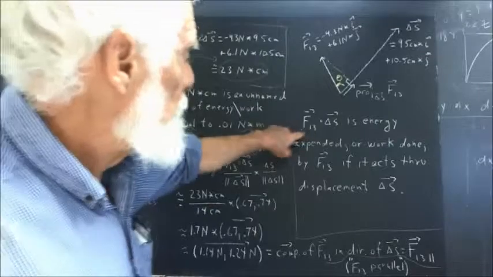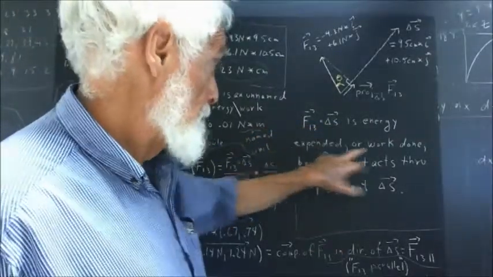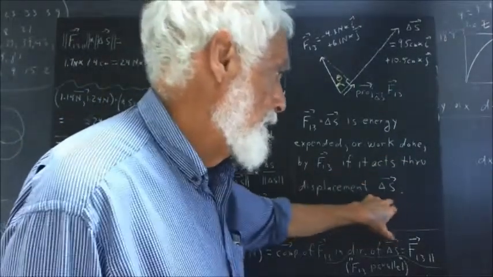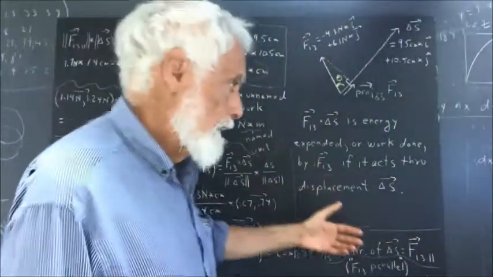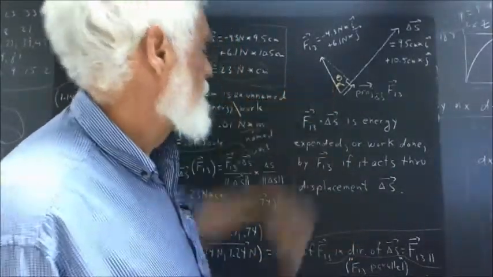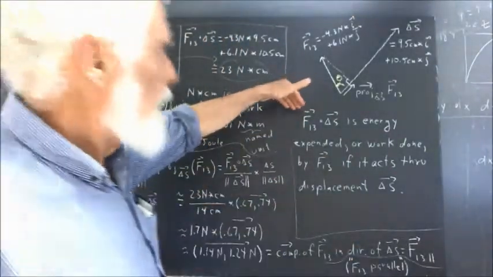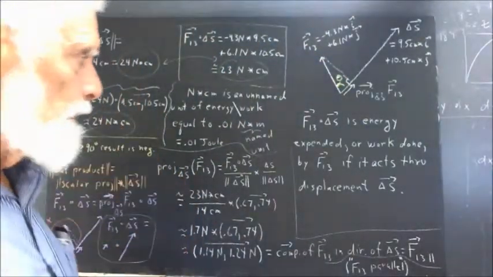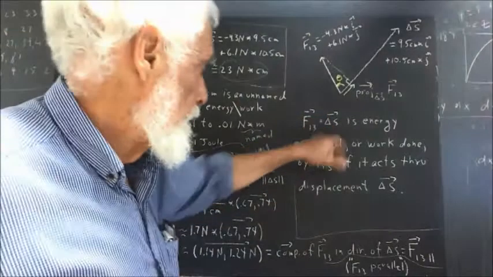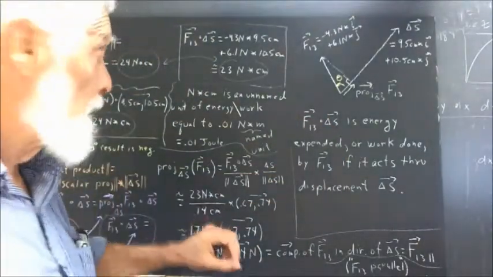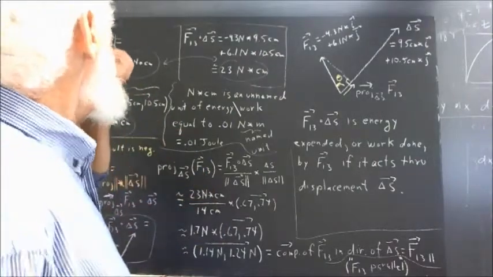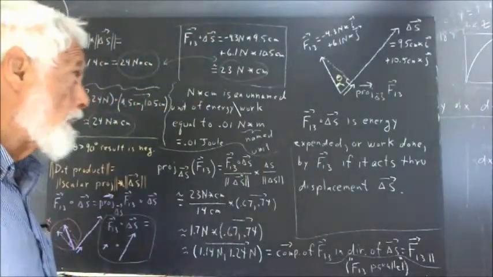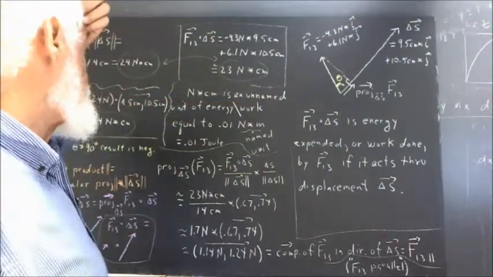So F13 dot delta S is the energy expended or work done by the force F13 if it acts through the displacement delta S. And that's always going to be the case for a force and a displacement, and that would be a constant force and a constant displacement. You'll learn in multivariable calculus, if you take it, how to do a line integral. We're not going to talk too much about that in this course. Okay, so, just taking these two vectors, we easily calculate the dot product. We get 23 Newton centimeters.